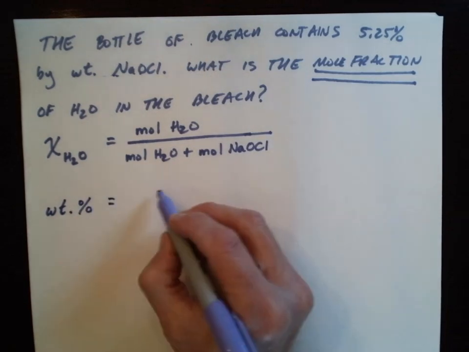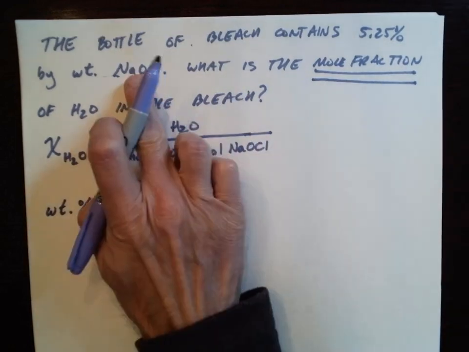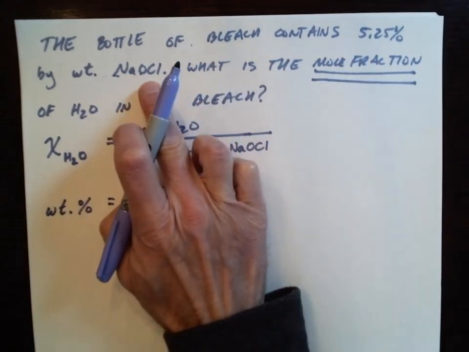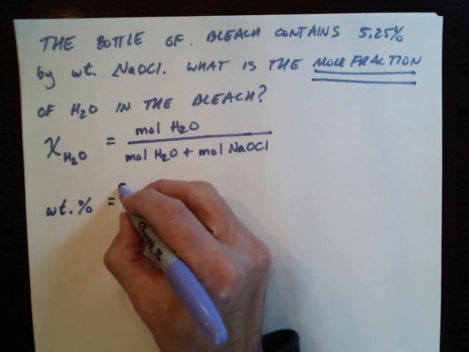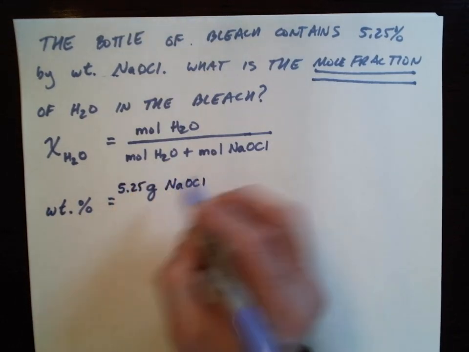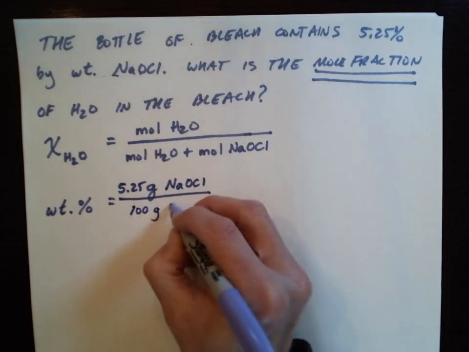It is going to be the grams of our substance of interest, which in this case, if we're talking about weight percent, the 5.25% refers to the sodium hypochlorite. So I can write 5.25 grams of sodium hypochlorite for every 100 grams of the solution.